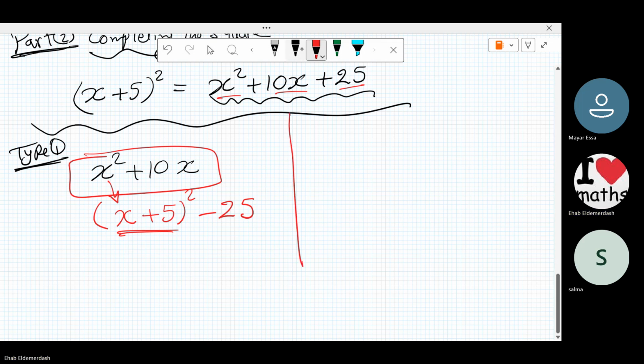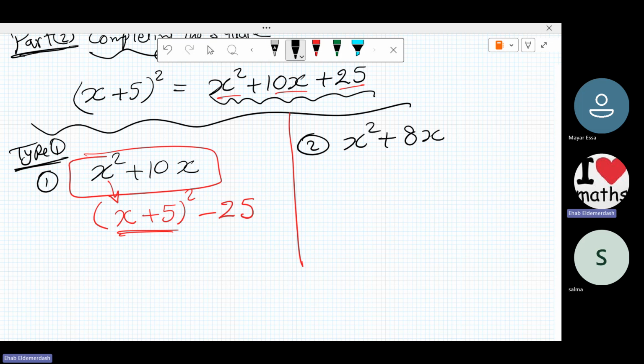This is the first question. Second, if I have x squared plus 8x, who can complete the square in this question? يلا حبايبي كده, who can help me to complete the square? فكر معايا, قول يا محمد, ها.